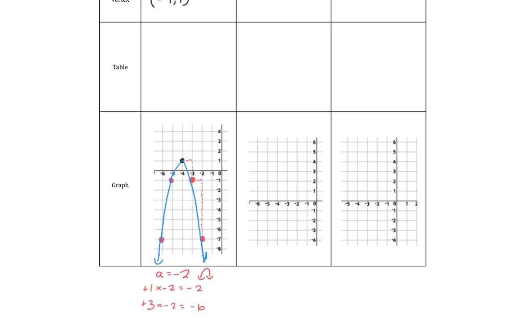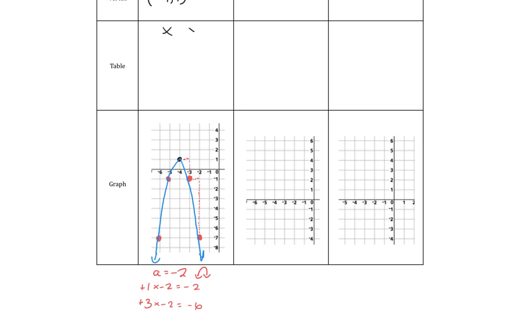All right, what does it mean by table? What I mean is I want you to list those points. So I like to put the vertex in the middle, -4, 1. And then as I move over to the right, I'm at -3, -1. And then as I'm at -2, I'm at -7. I'm talking about these points here. This point here is -3, -1. This point here is -2, -7.